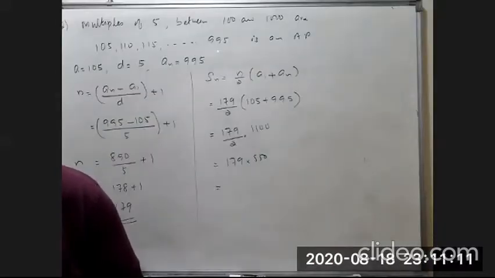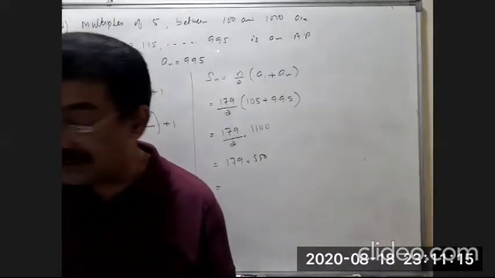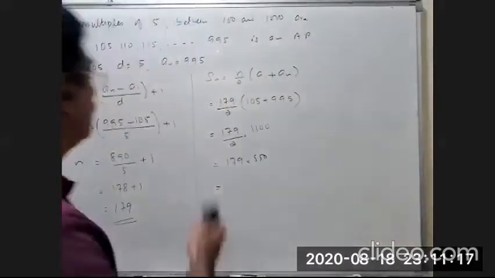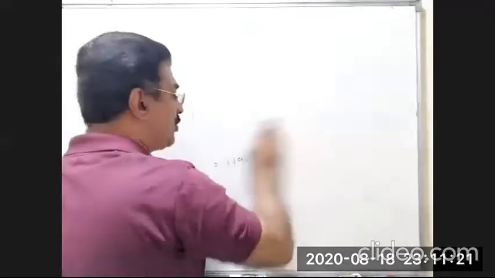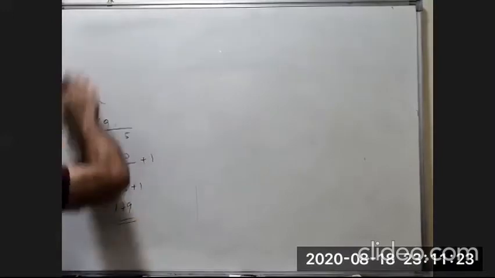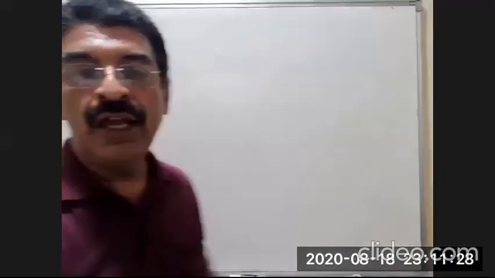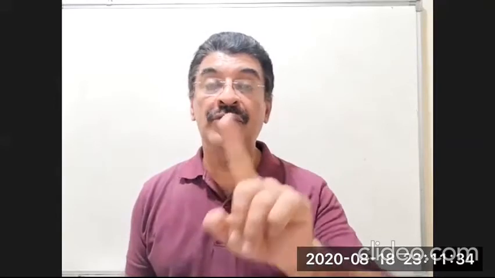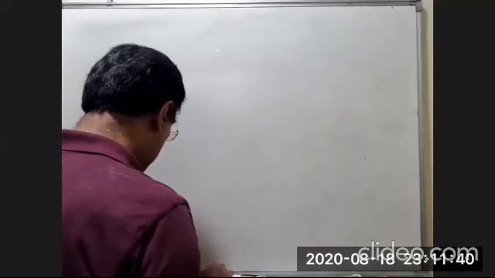Question number 3. The first term of an AP is 2. First term means a is 2. Then the relation is given: the sum of the first 5 terms is 1/4 of the sum of the next 5. See, sum of the first 5, sum of the next 5.